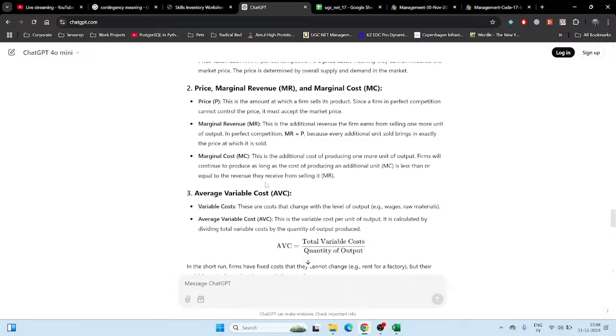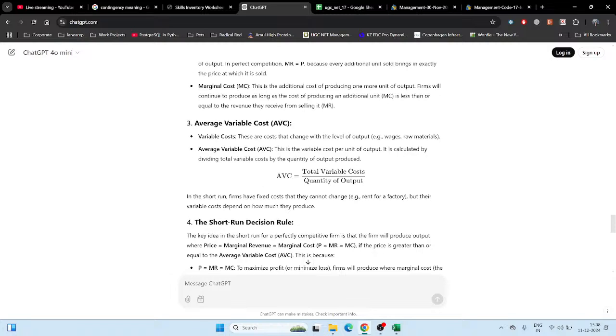Average variable cost. These are the costs that change with the level of output. This is the variable cost per unit of output. It is calculated by dividing total variable cost by the quantity. Fixed costs are the ones they cannot change. In the short run, firms have fixed costs they cannot change, but variable costs they can.